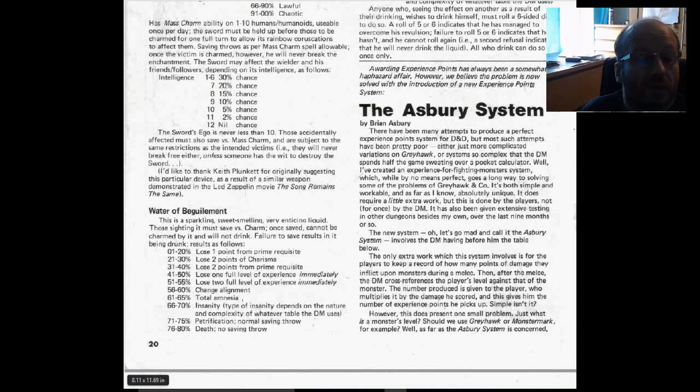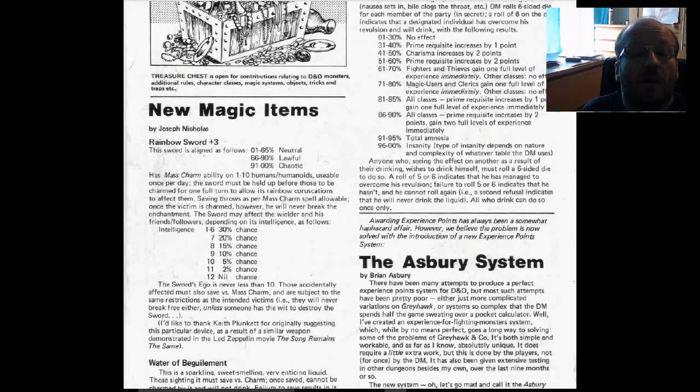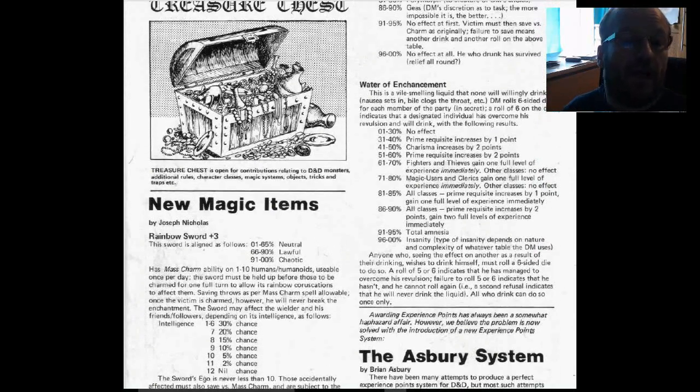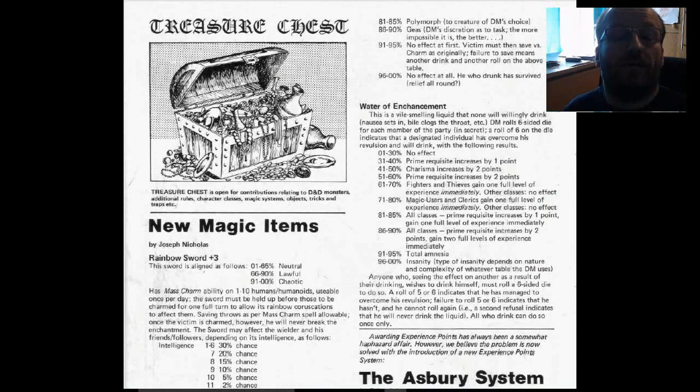Where's 81 to 90%? 81 to 100%? It's at the top here. Okay. So I missed that. Polymorph. Gosh. No effect. No effect at all. 5% chance of no effect at all.